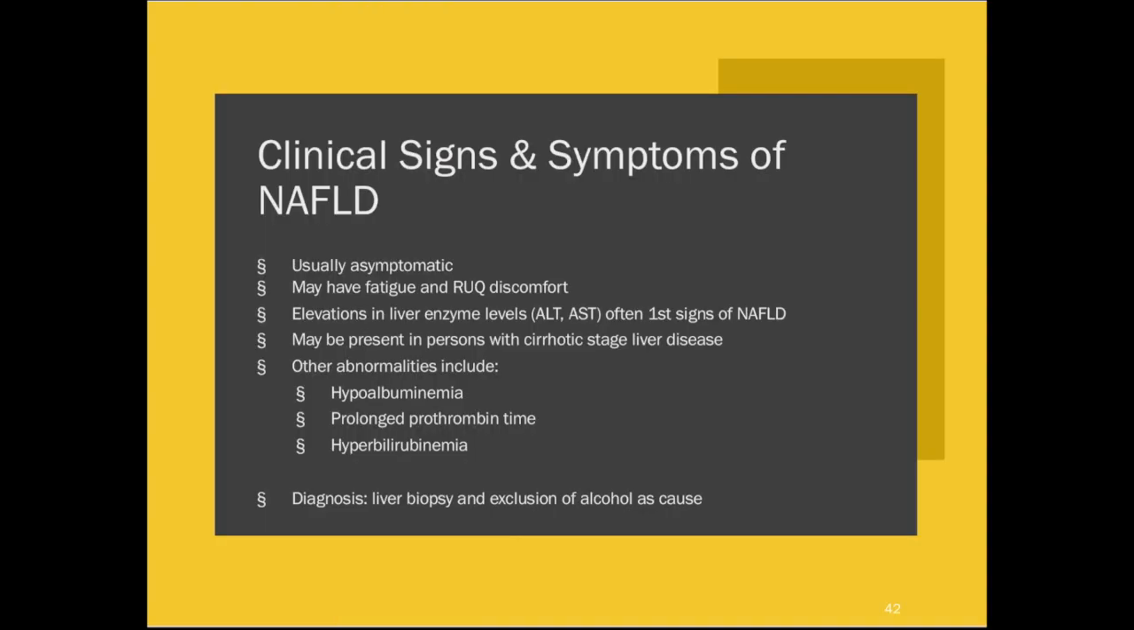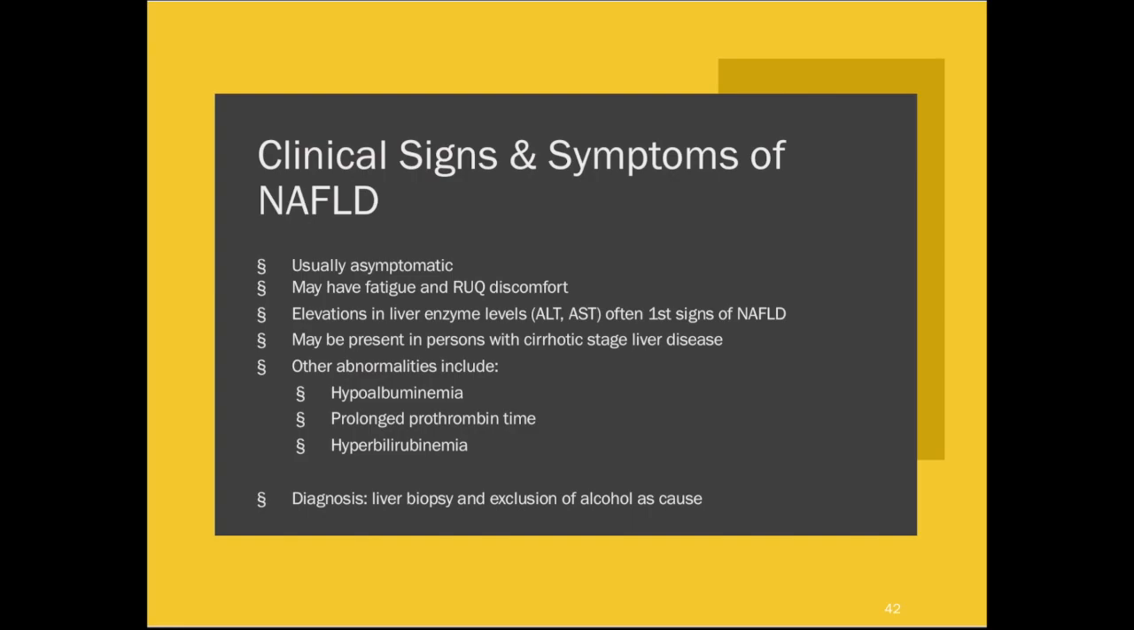Clinical signs and symptoms of non-alcoholic fatty liver disease. It's usually asymptomatic, same as alcoholic fatty liver disease. You might have a little bit of fatigue and right upper quadrant discomfort. Again, you have your elevations in ALT and AST that are often your first signs. Other things that you are going to see. Hypoalbuminemia. The liver is responsible for manufacturing albumin. So if the liver isn't working, it's not going to manufacture enough albumin. Prolonged prothrombin time. Again, the liver is responsible for creating clotting factors. And if we have no clotting factors, it's going to take longer for our body to clot. And hyperbilirubinemia, we already talked about this, so I hope you've got that down.